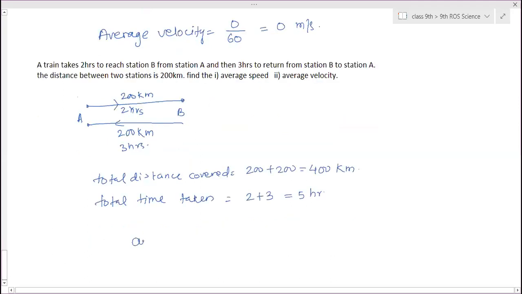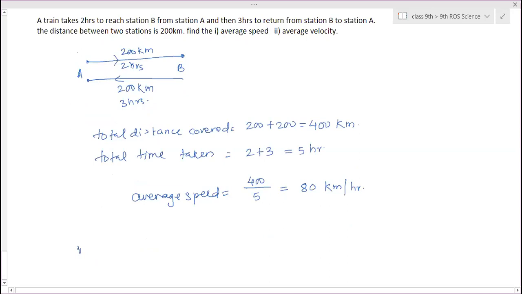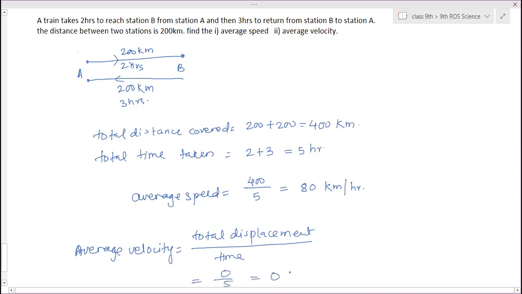So what is the average speed then? Total distance is 400, total time is 5, that is 400 by 5, equal to 80 kilometers per hour. It is the average speed. And what is average velocity? Average velocity is total displacement by time. Displacement is 0, so 0 by 5, which is 0 kilometers per hour.